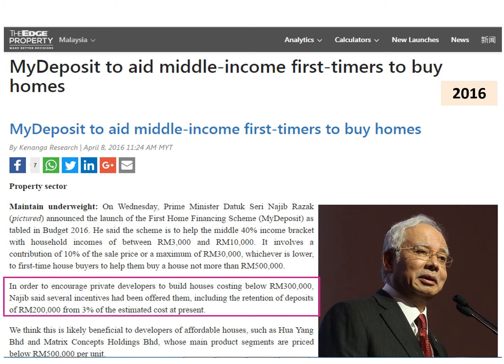So previously from low to medium cost, and then in 2016 we have rumah mampu milik, and there are various other initiatives: Prima, rumah penjawat awam, rumah pertamaku. So there are various efforts to assist people to purchase their houses.